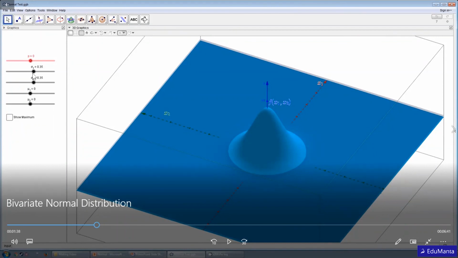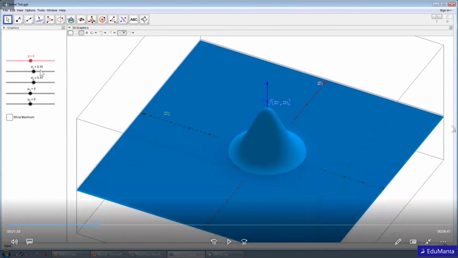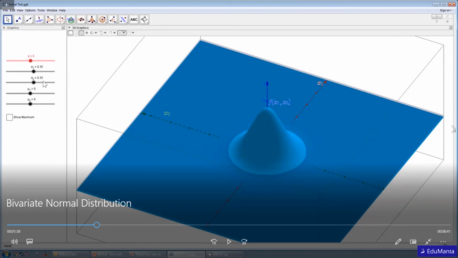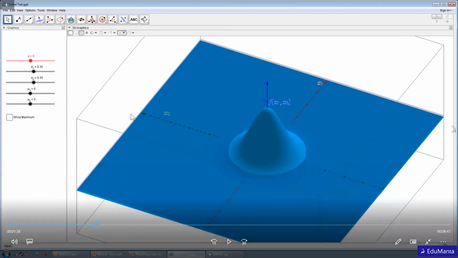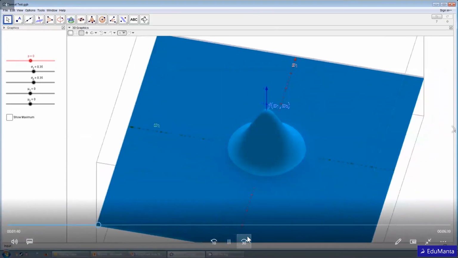The mean for each is 0 and 0, and the standard deviation for both data by default is 0.35 and 0.35. So we are going to change these five parameters, and then we are going to see how this graph looks when we change them, and how the graph will appear. I'm just going to play this video.